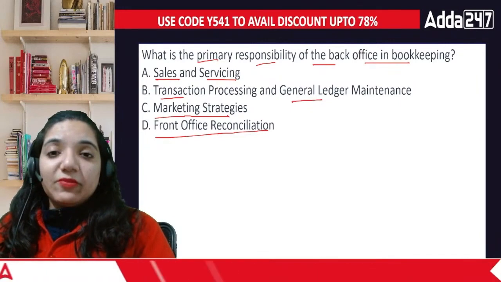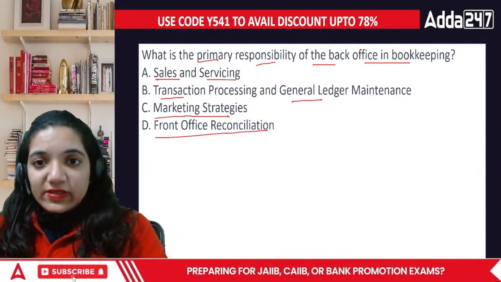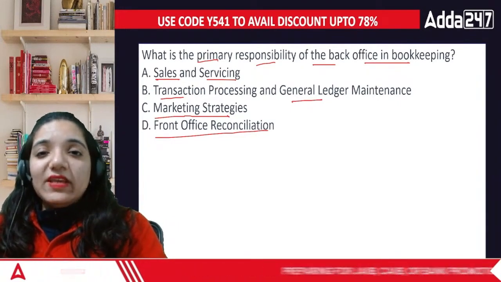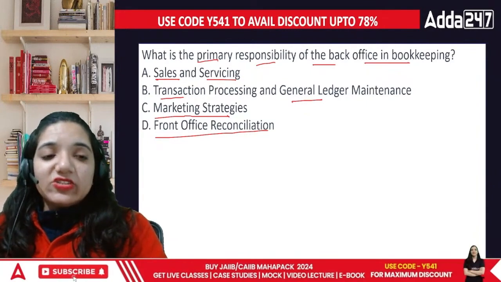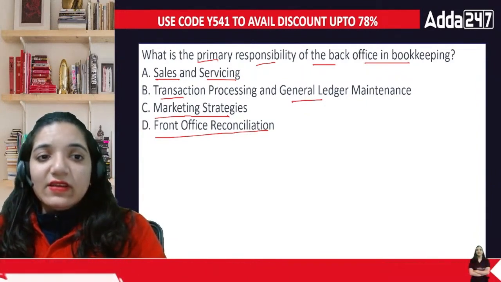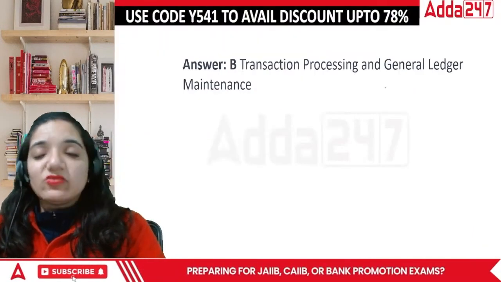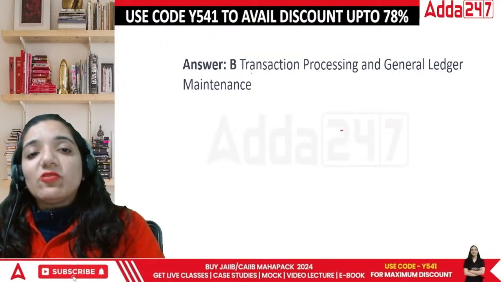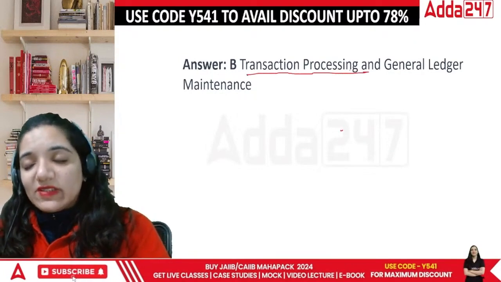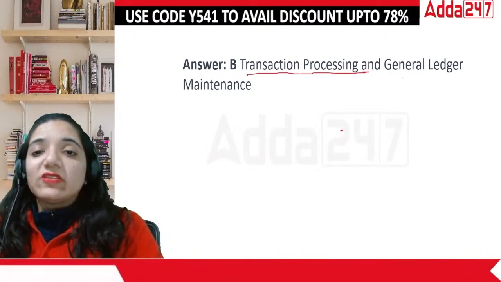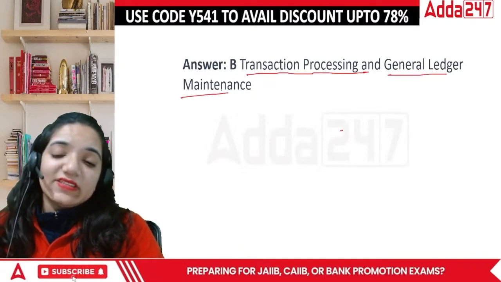When we're talking about the primary responsibility of the back office, their primary responsibility is to track the processing, and they also go through the general ledger maintenance. This is what they maintain. They are looking at the back end, the entire working, whatever is happening with the transactions, and they are also looking at the general ledger maintenance.